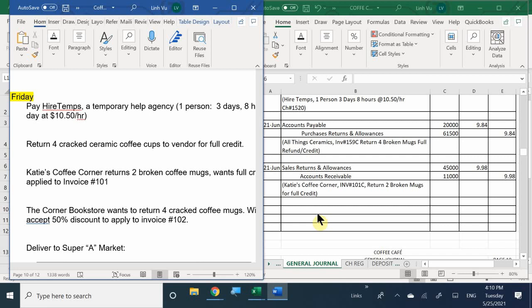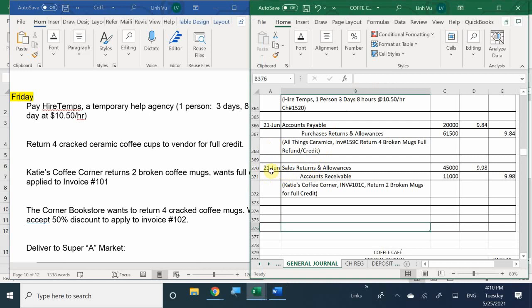Sales return allowances and accounts receivable again. Yes, so in this case, it's not a full return, but it is going to be an allowance because he's attempting to return something, but we're going to give him an allowance or a credit. So again, it's the same thing as this one right here, except the description's going to look different, right?